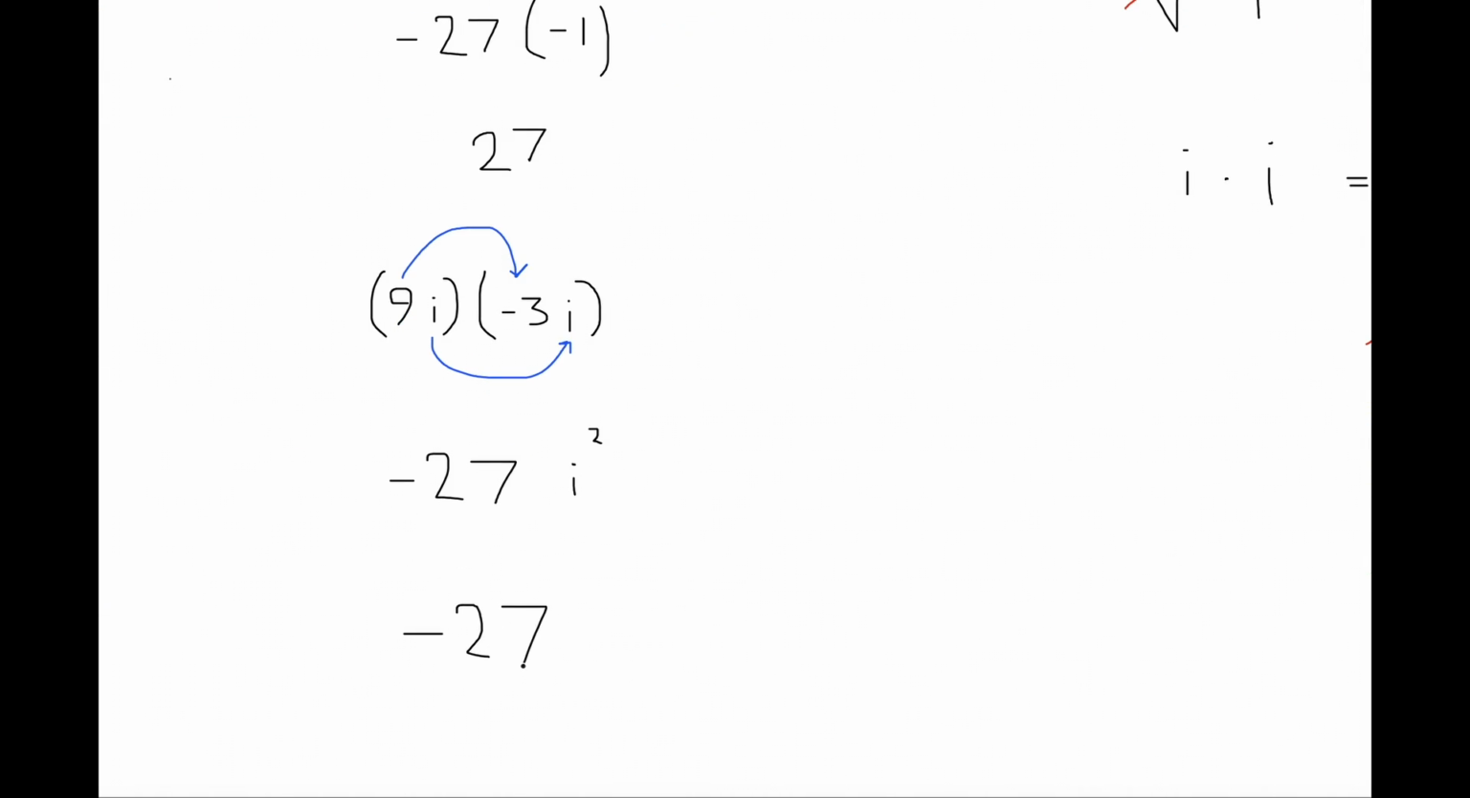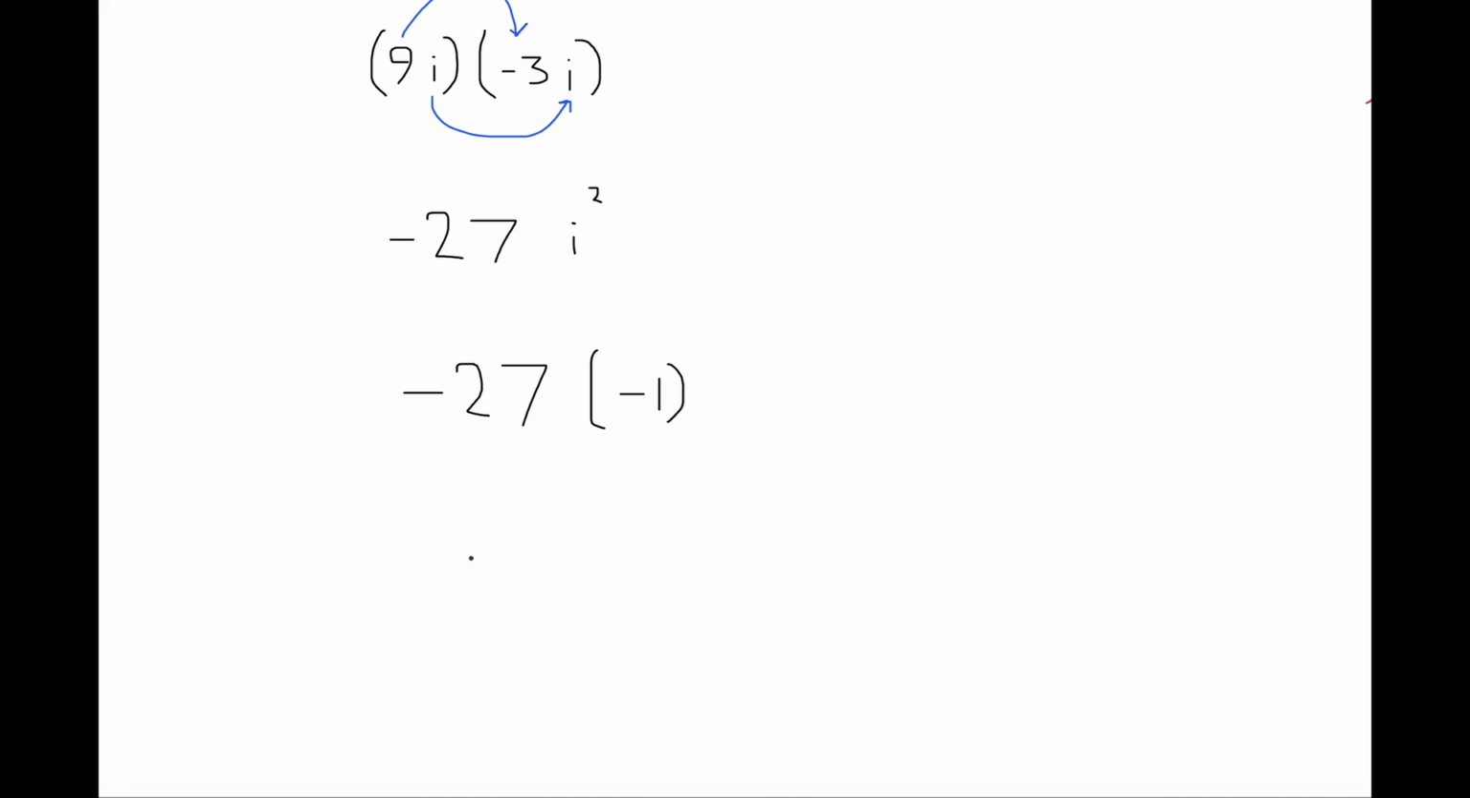We don't want to leave it as just i squared. That's not considered simplest form. We should replace the i squared with a negative 1. And finally, finish the problem to get it into its very simplest basic form.